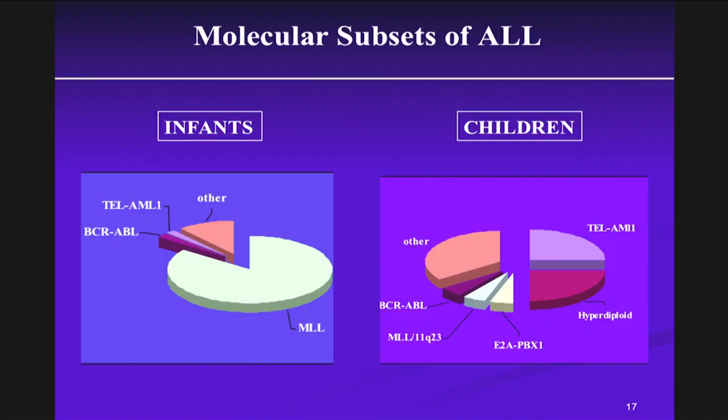We know that the molecular subtypes of leukemia in children are also different than the molecular subtypes in adults, as shown here. These differences are extremely important in our studies because we find that the response to environmental exposures appears to vary by the molecular subtype of leukemia.